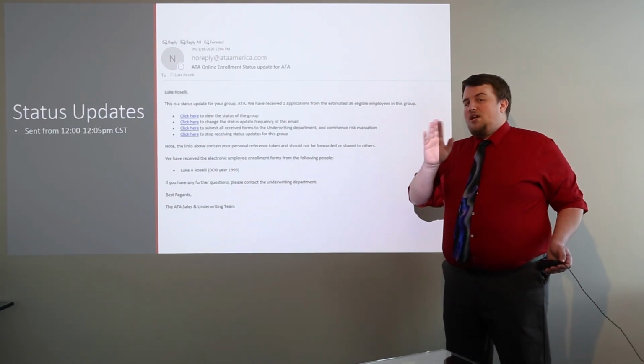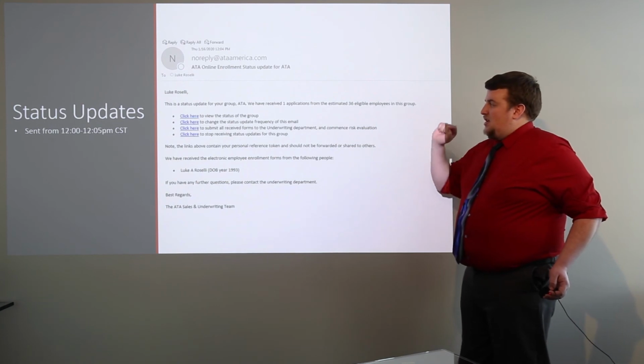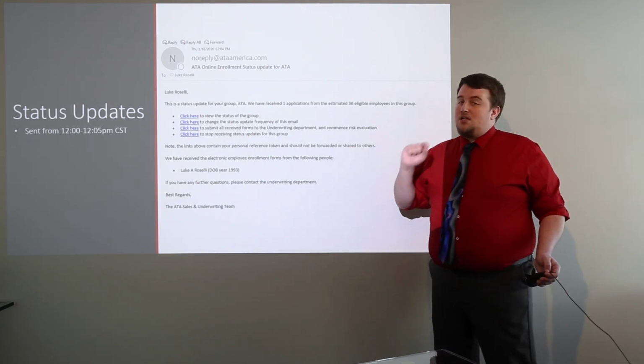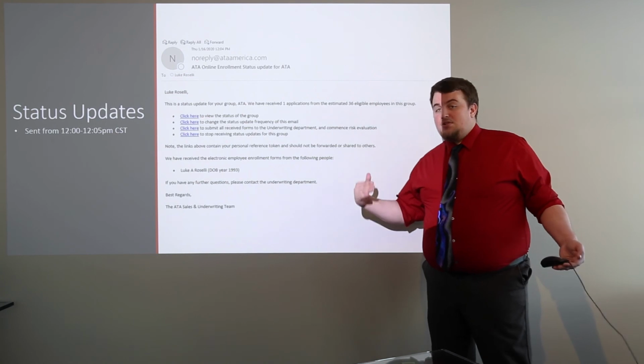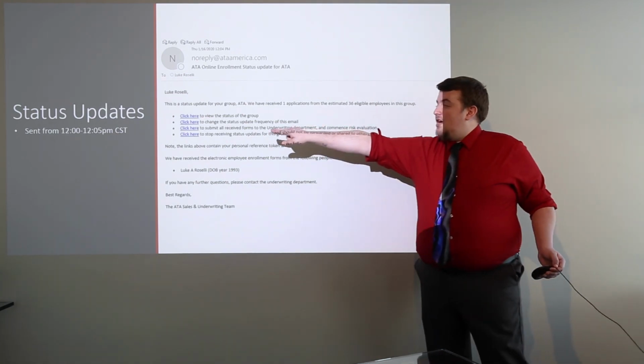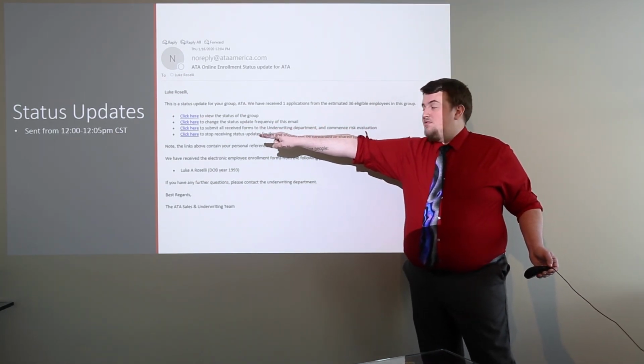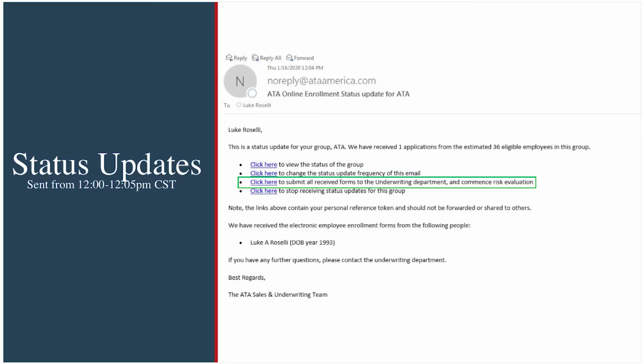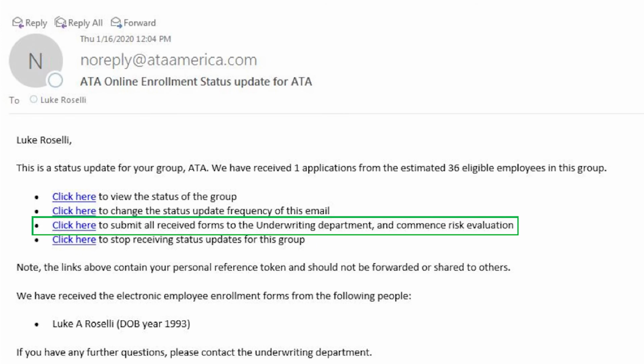And then we're going to get to the status updates. As the general agent and contact person that the GA has entered, I will receive this every time the status update was requested, from noon to 12:05. And this is what it will look like. One application out of the 36 eligible has been completed. If you want an updated list and it's not noon to 12:05, go ahead and hit status of the group. It'll bring you to the current status of the group.